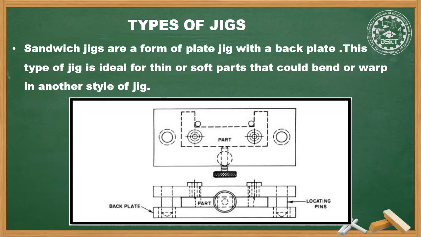and over it the part is fitted, and above that part another plate is clamped with the help of a clamping pin, as shown in the figure below. This type of jig is used for thin or soft parts that could bend in another style of jig. Here again the bushing is determined by the number of parts to be made.